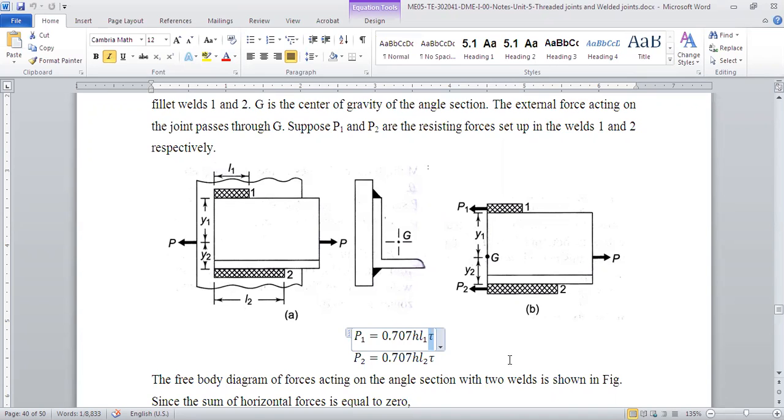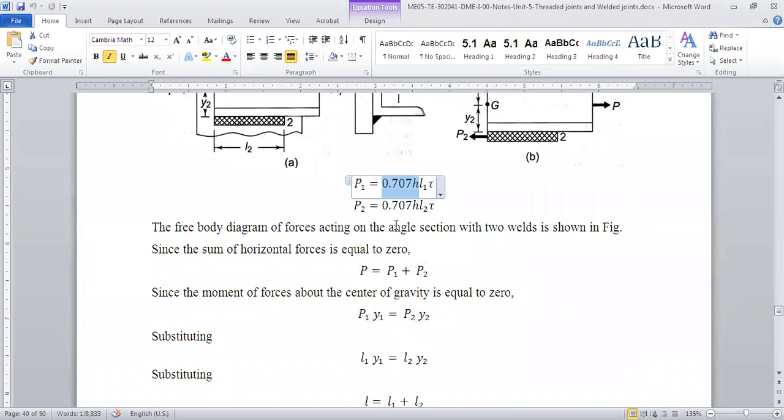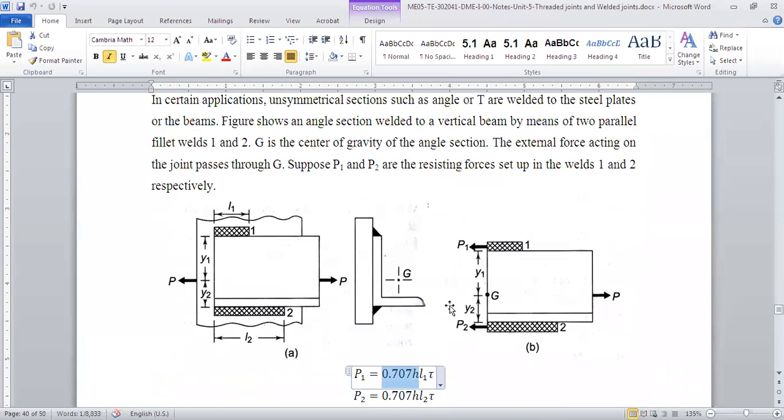So now P1 is the load taken by area 1 and P2 is the load taken by area 2, and the total load should be equal to P. So it's very clear now that P is equal to P1 plus P2, or we can say 0.707 H tau is common, times L1 plus L2, right? So simply 0.707 H into bracket L1 plus L2, the total length of the weld, into tau will be the total load taken, right? Okay, so that will be the total load taken by P1 and P2.